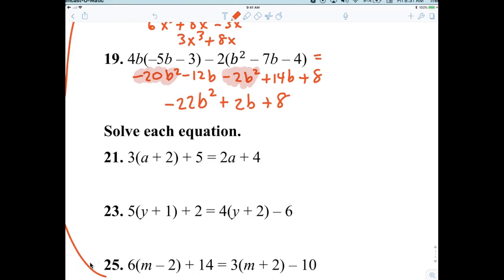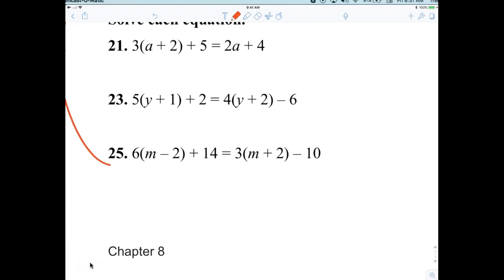All right, now what I want to do is 21, 23, 25, practicing solving equations. You got a question? All right, you want to distribute. Go. 3a plus 6 plus 5 equals 2a plus 4. All right. Then you add 6 plus 5. That's 11. And so you move the 4 to the left side. Go ahead. Oh, that's 7. And then you move the 2 to the left side, so it's 1a plus 7.